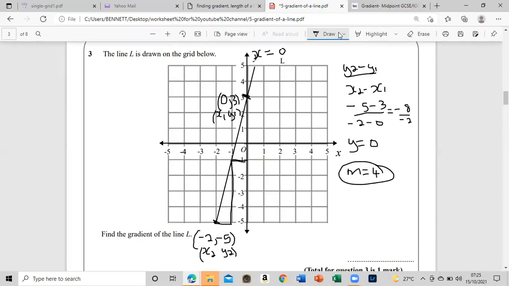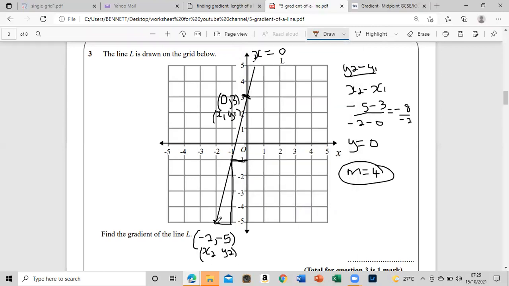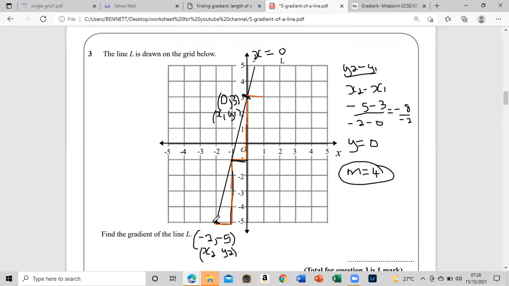Let me just use the other color and highlight it. You know, Mr. Bennett is all about helping everyone. We're not in this for the fame and the popularity. 1, 2, 3, 4. See there? 1 x, 1, 2, 3, 4, to the next. All right, so that is the gradient of the line.